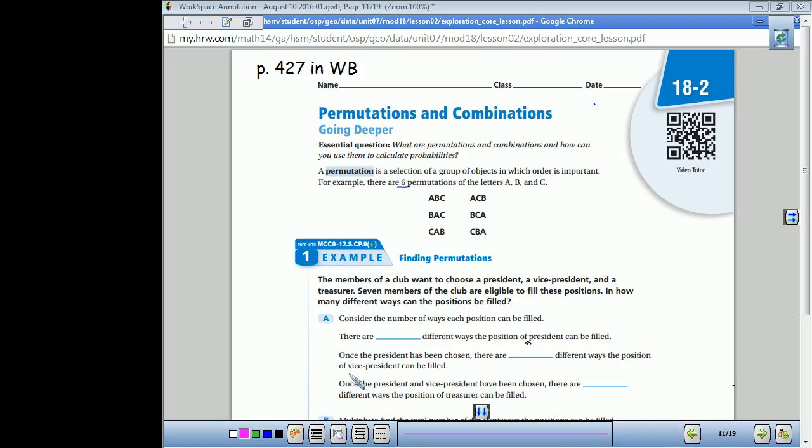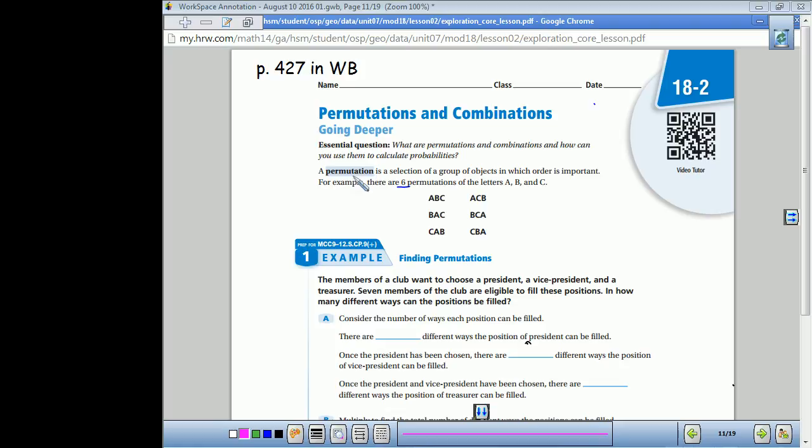Okay, so today we're going to learn about permutations and combinations, and these are also methods for finding our total number of possible outcomes, which gives us the total outcomes in the sample space. And that is very helpful for probability, because that's what our denominator is, the total. So here we go. If you had your workbook, we'd be on page 427.